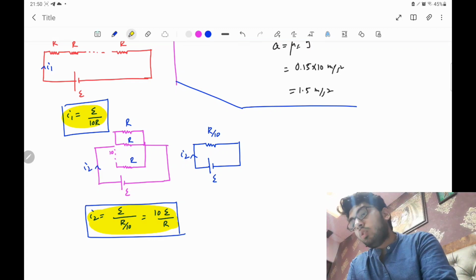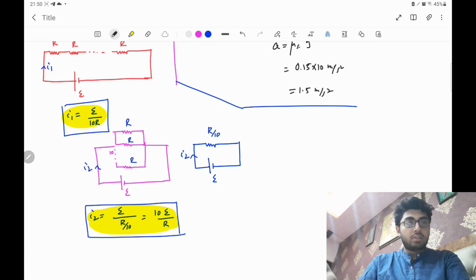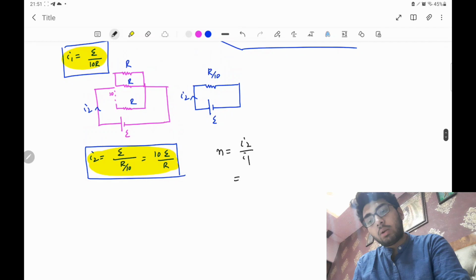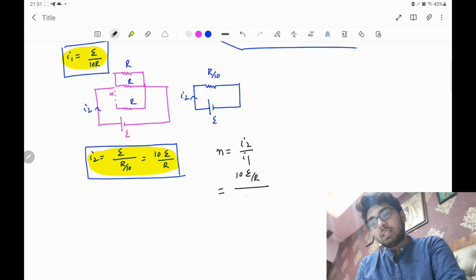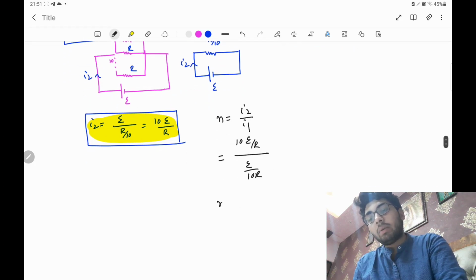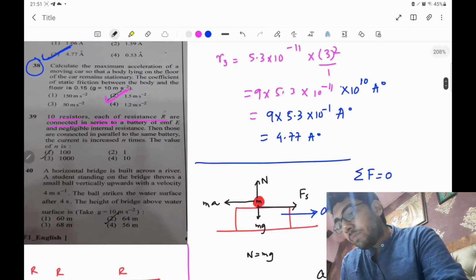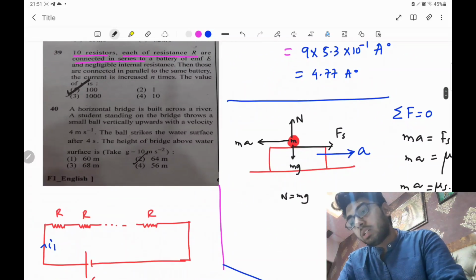Clear? Now the question arises: I2 is how many times of I1? That is the question, and according to it, that is nothing but n. So basically n should be I2 divided by I1. According to your question, I2 is 10 times E by R, and I1 is E by 10R. So very clearly, the value of n is coming to be how much? This is 100. So your correct option is nothing but 100. Clear? Very good. Now come to the next question, question number 40.